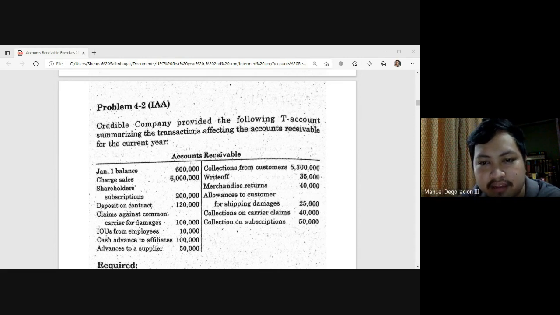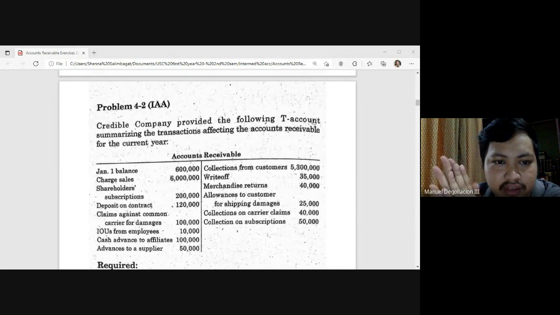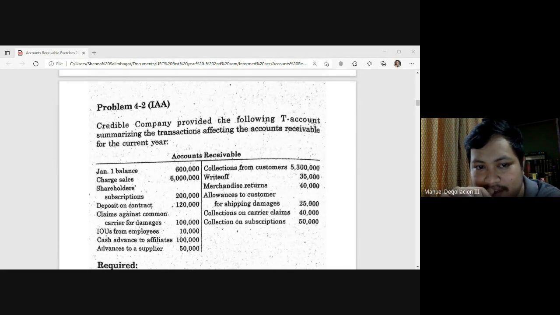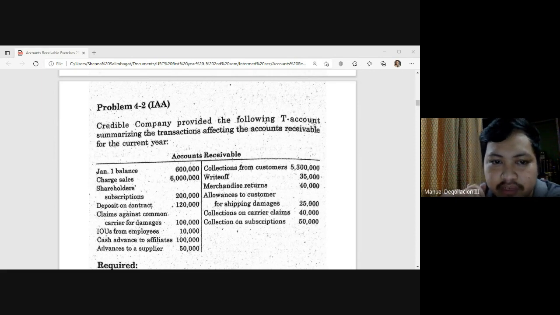If the problem is silent, it will be a deduction to your subscribed share capital, a deduction to your shareholders' equity. Okay, and since in this problem, the problem is silent, class, then it should not be reported as a current asset, but instead a deduction to your subscribed share capital. Next, deposit on contract, class. We are again sure that this should not have been included in our accounts receivable because this did not arise from our regular business operation, class.